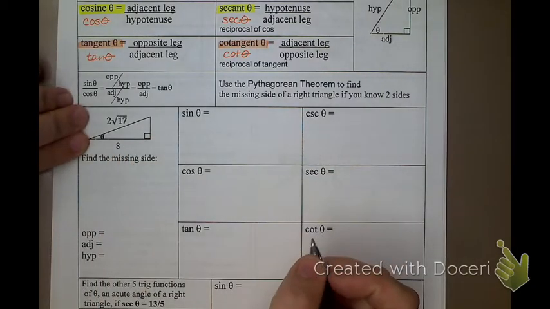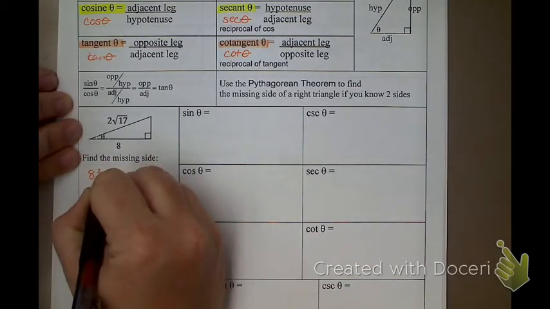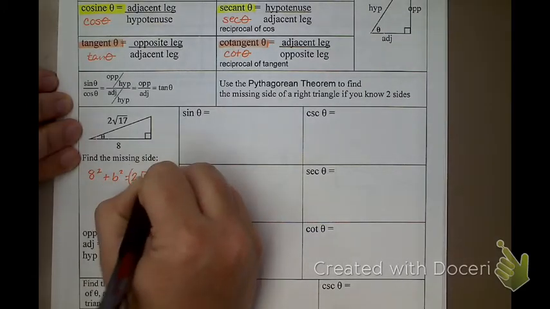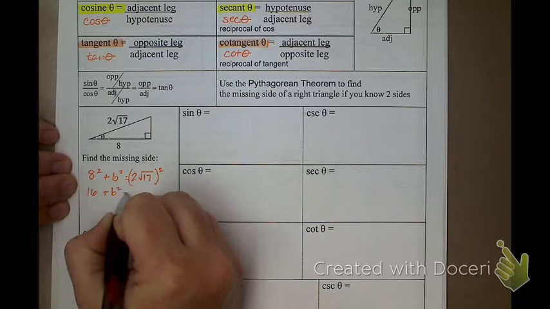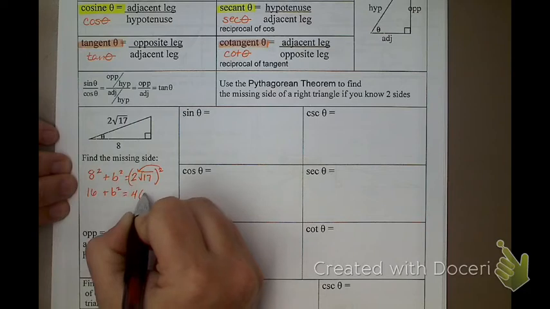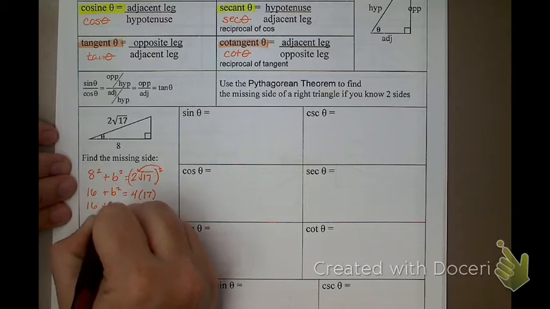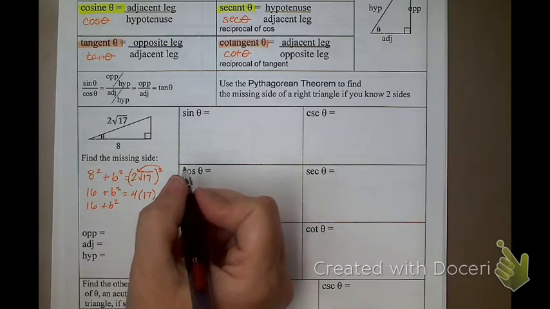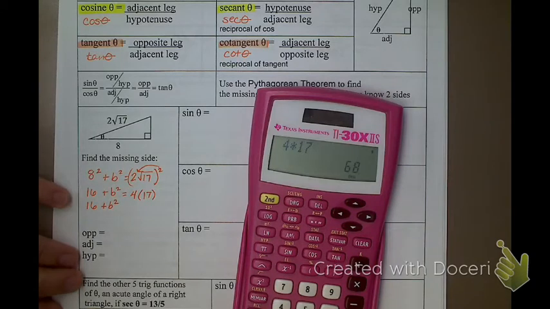I'm going to use the Pythagorean Theorem. It's a right triangle. I can. Why not? So 8 squared plus b squared is equal to 2 rad 17 squared. Well, I know 8 squared is 16. 2 rad 17, I have to square the 2. 2 squared is 4. And rad 17 squared is 17. So I have 4 times 17. So 16 plus b squared equals, get my calculator here, 4 times 17 is 68.